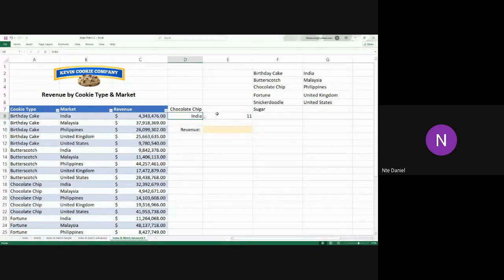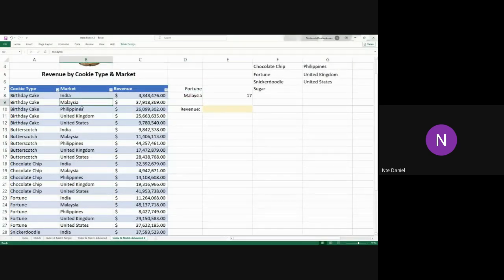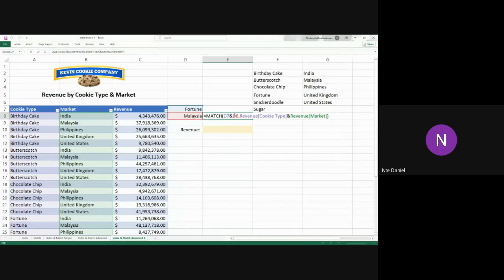So I get an 11 here, right? So let's check chocolate chip for India. Let's see. 1, 2, 3, 4, 5, 6, 7, 8, 9, 10, 11. Okay. So let me change this to fortune and Malaysia is giving us 17. So let's calculate: 1, 2, 3, up to 17. Fortune for Malaysia. Did you guys get that? This is the function. In situations where there are duplicates on both sides, you do it like this to create a unique match.